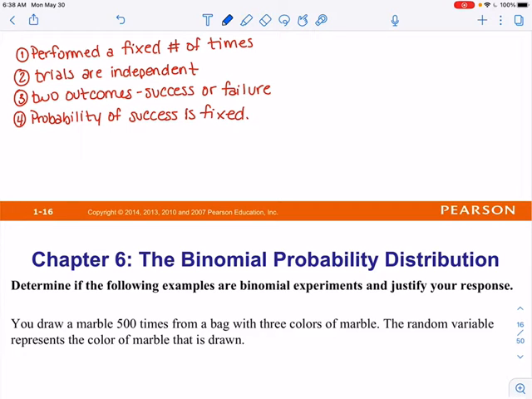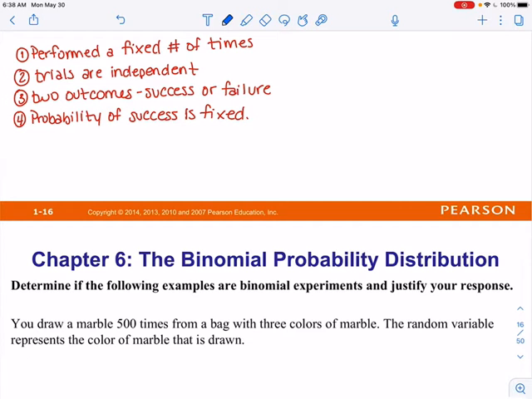So 1, you have to perform the trials a fixed number of times. Each trial has to be independent. There are only 2 outcomes, either success or failure. And the 4th thing is your probability of success has to be fixed.